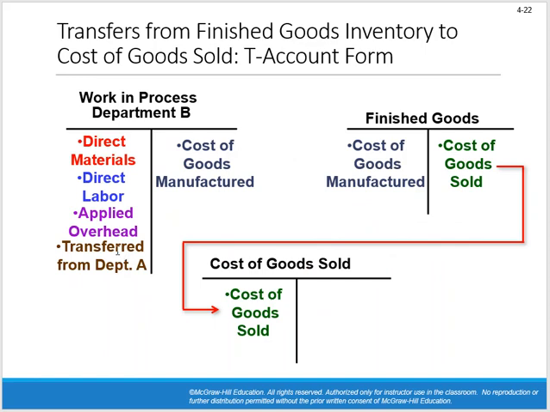And then, of course, when we sell the product, it is no longer finished goods inventory. It then moves to cost of goods sold and gets expensed on the income statement. So that's a debit to cost of goods sold, or COGS, and a credit to finished goods inventory.